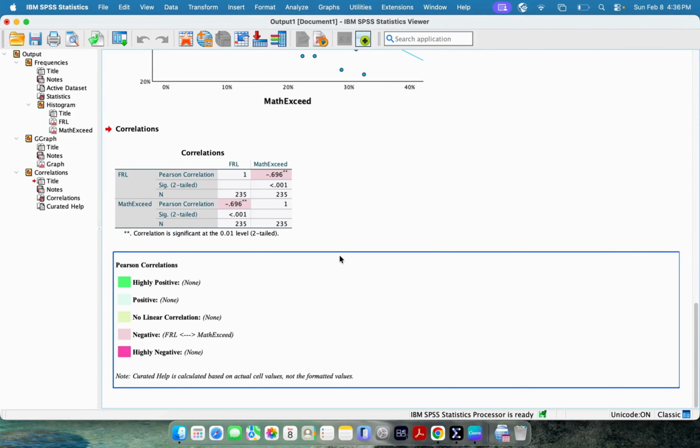So in my conclusion, the relationship between free and reduced lunch percentage and math exceeding performance is both statistically significant and practically meaningful. The strength of the correlation indicates that this variable has substantial educational relevance and should be considered when analyzing achievement outcomes and planning district-level instructional supports.